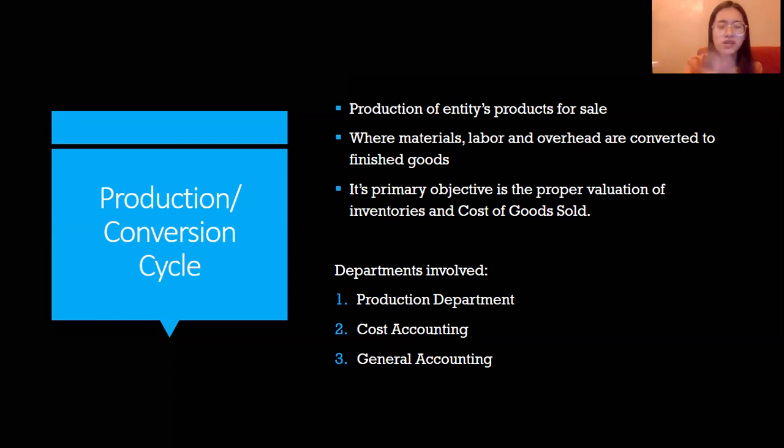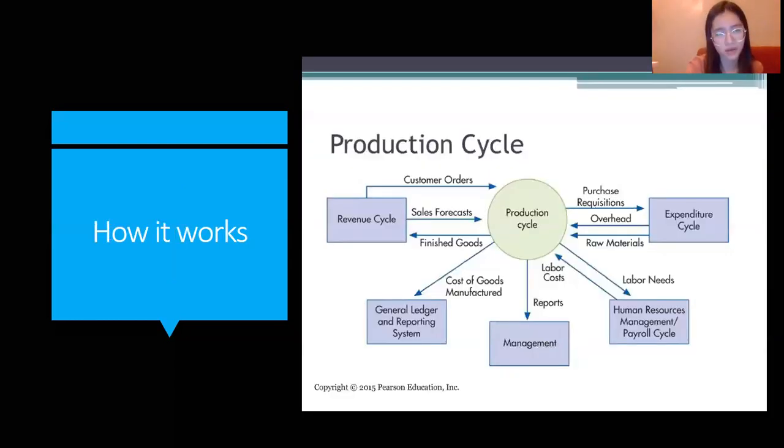Since the production and conversion cycle is different, I will explain to you how it works first. Why am I going to explain how it works first? It is because the production cycle works like the main or general cycle of the whole entity that involves all the processes or all the cycles.